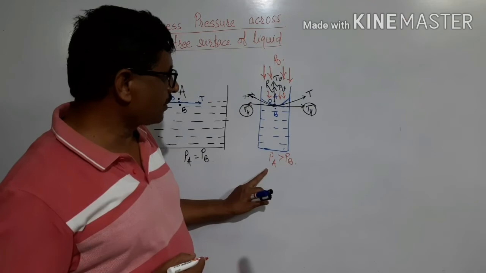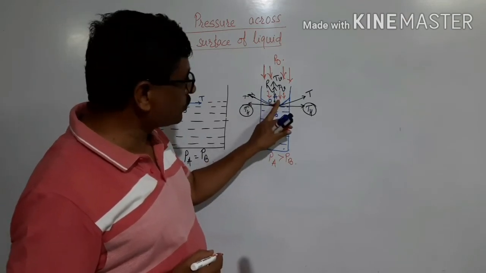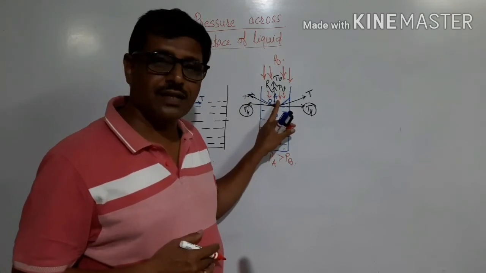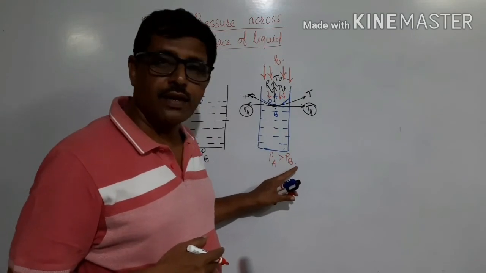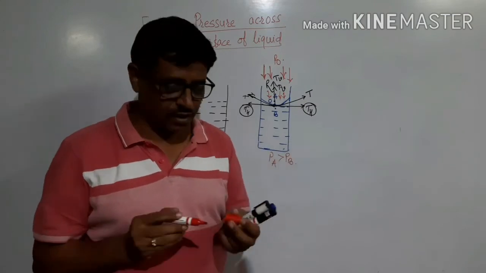Pressure on A, that is pressure on the concave side of the liquid surface, is more than that of the pressure on the other side or convex side of the liquid surface.